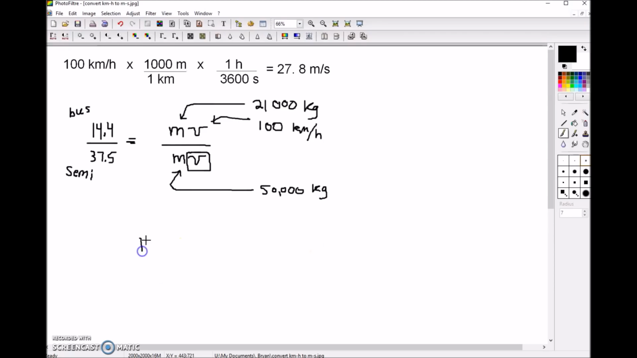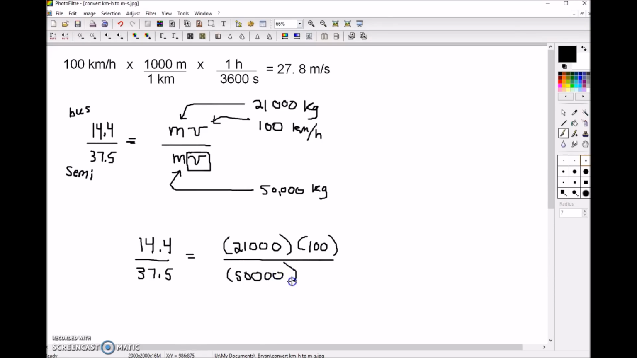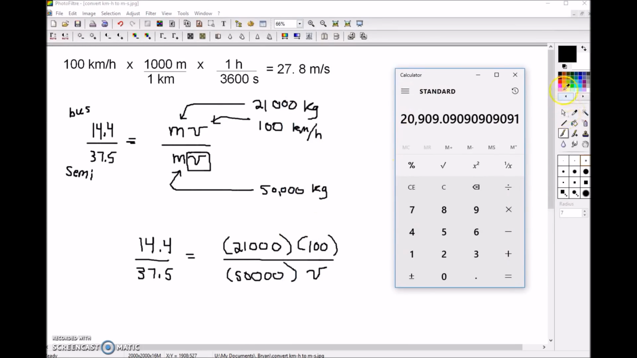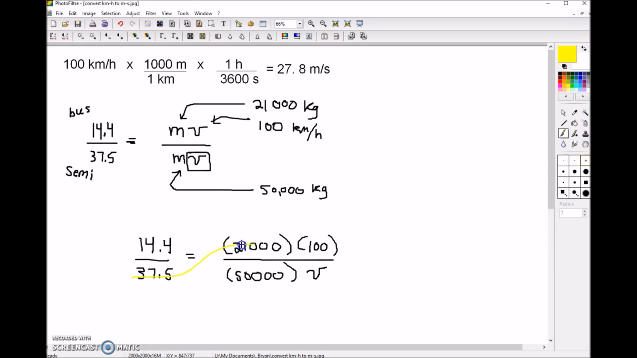Okay, let's fill it in then. We've got 14.4 over 37.5. That's on one side of the proportion. And on the other side of the proportion, we've got 21,000 times a speed of 100 divided by 50,000. And we're going to solve for v, which will be the speed of the semi. Okay, proportions are really easy. I can just cross multiply. This gets multiplied and these get divided. As easy as that.